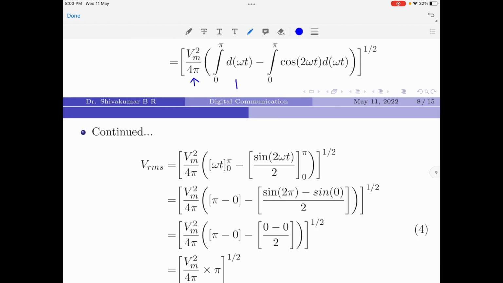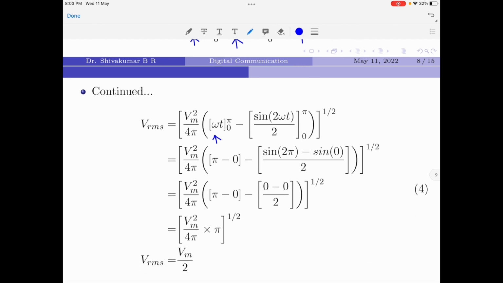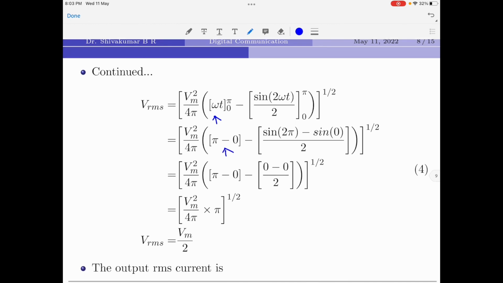Looking into the first part of the integration here, integral of 0 to pi d omega t is nothing but omega t, and then we have the limits 0 and pi. Coming to the second term, the integration of cos 2 omega t is equal to sin 2 omega t divided by 2, and then we have the limits 0 and pi. Let us now apply the limits. For omega t, it will be pi minus 0, which is written here. For the second term, it would be sin 2 pi minus sin 0, whole divided by 2.